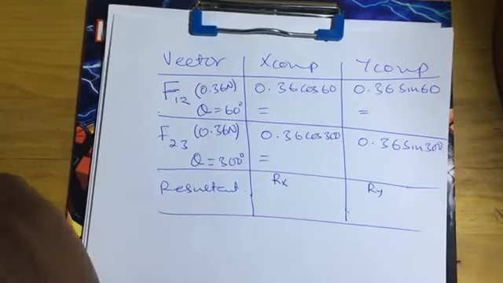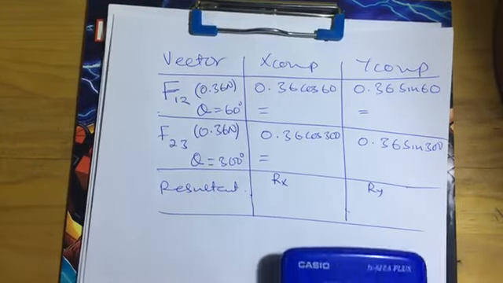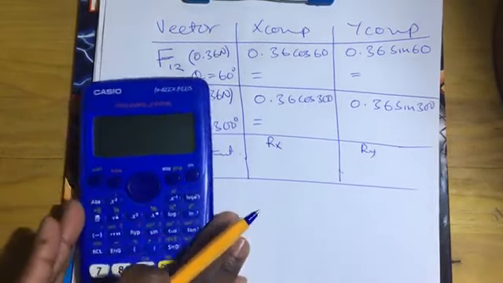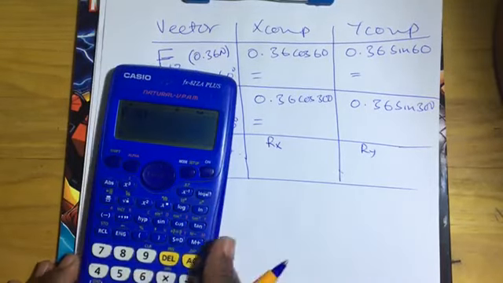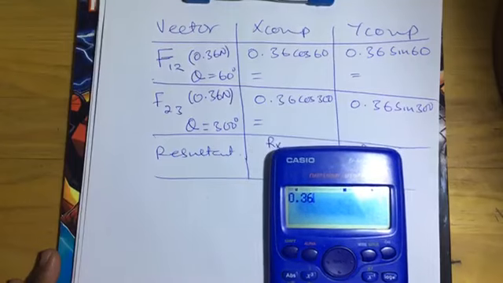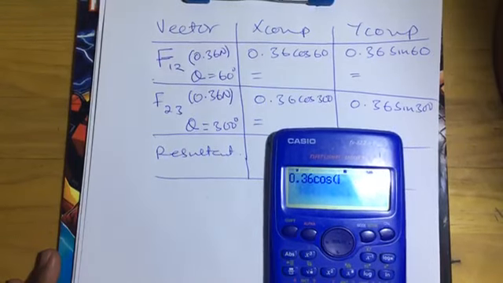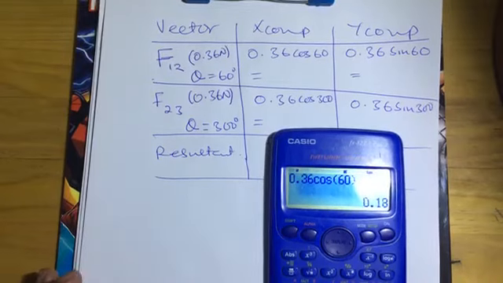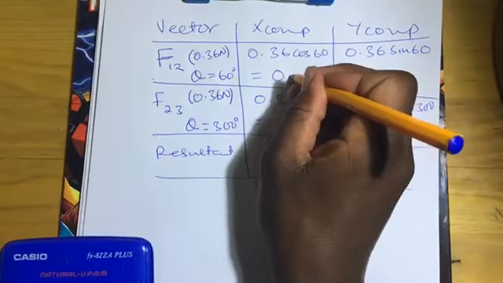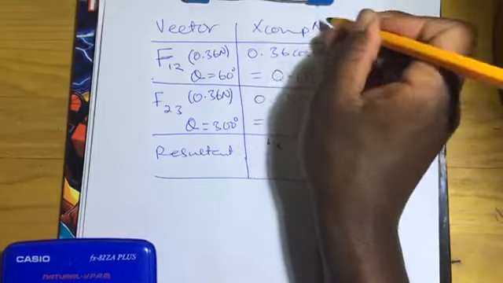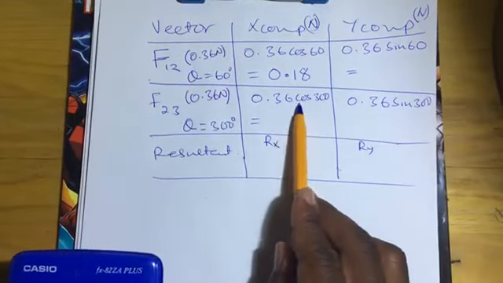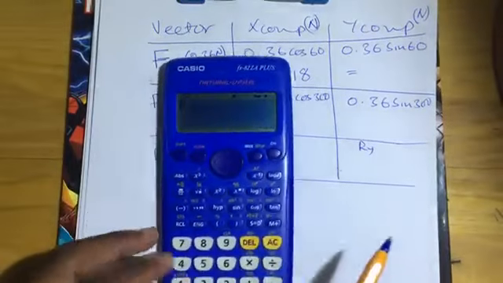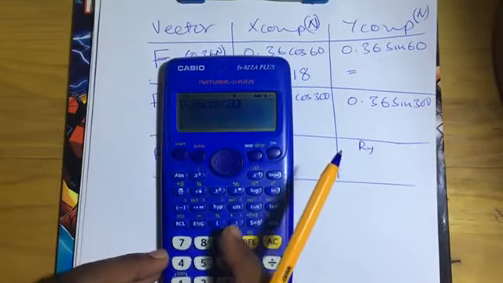Let's just use a calculator. So 0.36, I hope this is visible. So 0.36 cos 60. Make sure your calculator is in degrees. Okay, so the answer is 0.18. So 0.18, and obviously everything here is in newtons. Next, 0.36 cos 300.